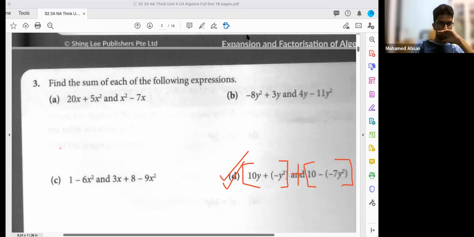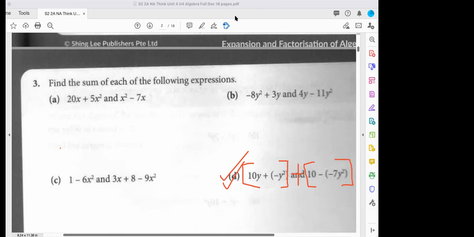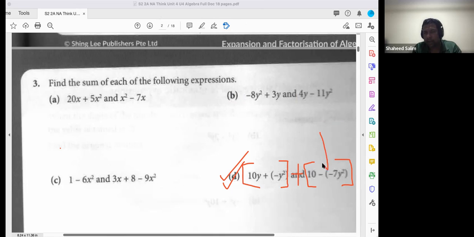Shafika, you have to expand this carefully. Your mistake down here is in this expansion. Now remember, minus times minus gets positive 7y square. But plus and minus is minus. So 7y square minus y square is 6y square. Well done, Abdul Rahman. Congratulations. Plus 10y plus 10.